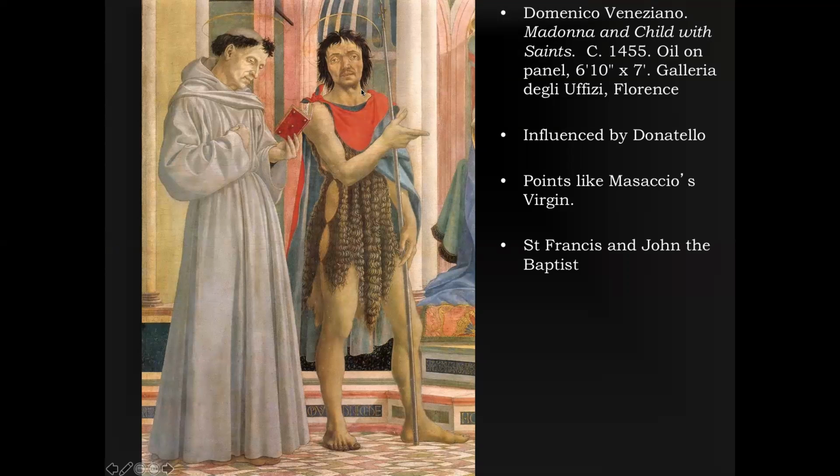So John is making a gesture just like Mary did in the earlier Masaccio. And that's because he's the second person to recognize Christ as someone special. So John is Jesus's cousin. And he grows up, he becomes an ascetic. So not an aesthetic, an ascetic. An ascetic is a person who basically sacrifices some part of their body to reach a spiritual state.